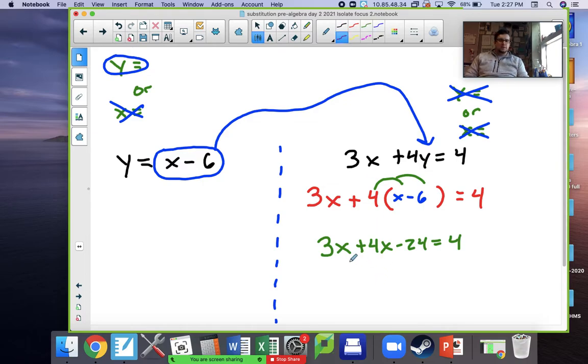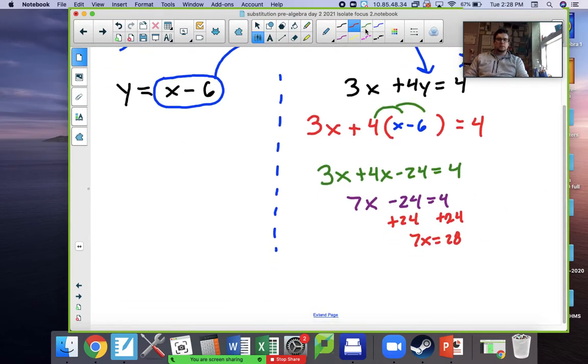And now we're going to solve our equation. So I'm going to put my like terms together and get 7x minus 24 equals 4. I can add 24 to both sides. 7x equals 28. I'm out of room, so I'm just going to scroll. Divide by 7, and x equals 4.